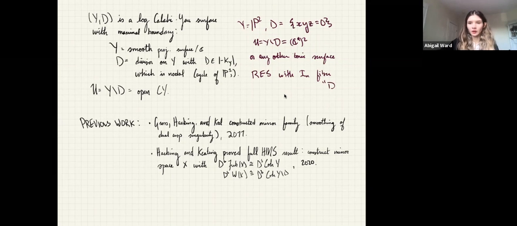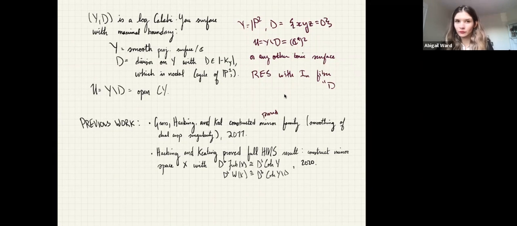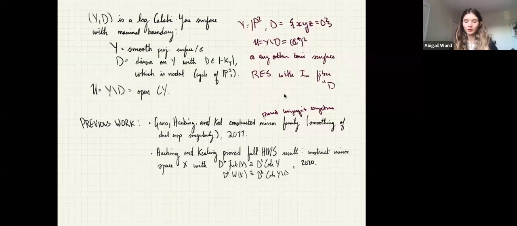Previously, these things have been studied a lot in the context of mirror symmetry. In 2011, Gross, Hacking, Keel constructed a mirror family to such a pair (Y, D), and in doing so they proved Looijenga's conjecture about dual singularities. And then earlier this year, Hacking and Keating proved a full HMS result for these pairs, meaning that they constructed a mirror space X so that the derived Fukaya category of X is equivalent to the derived category of coherent sheaves on Y.